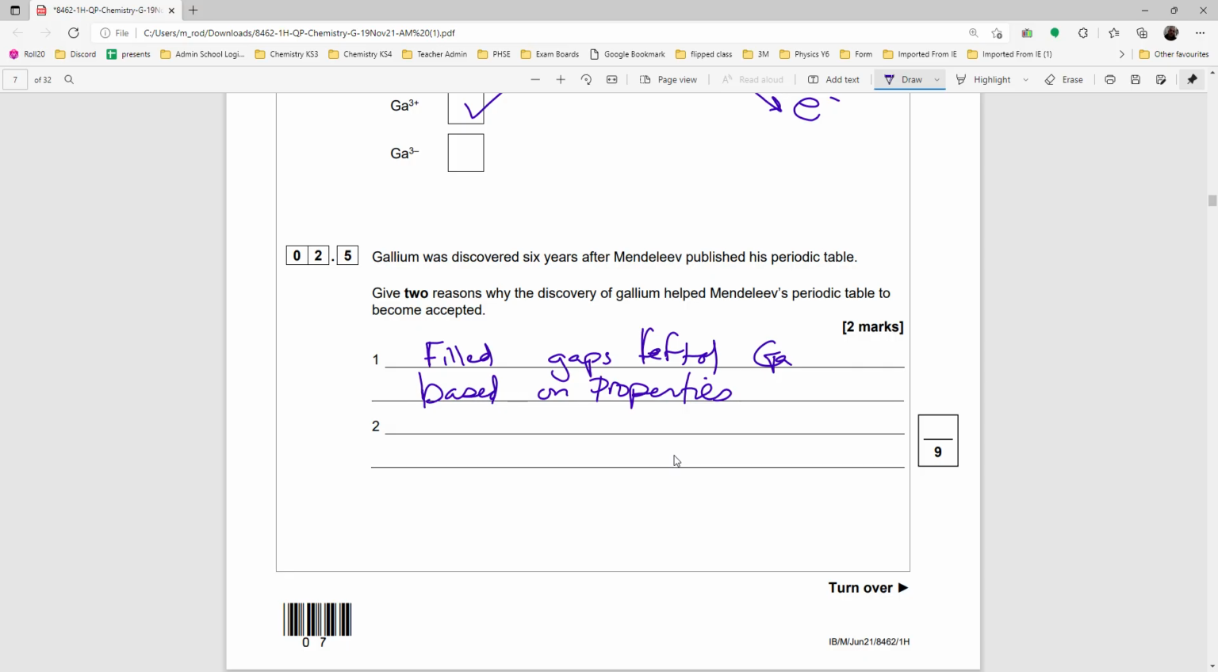The other thing is it gave validation. It proved his theory was correct, so it validated his theory. But the best part is, afterwards as well, it also showed it was repeatable because it wasn't just gallium. There were others that came later, but validation by scientists. Next one.